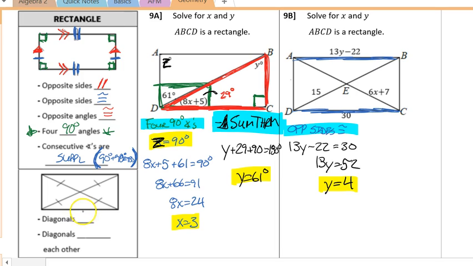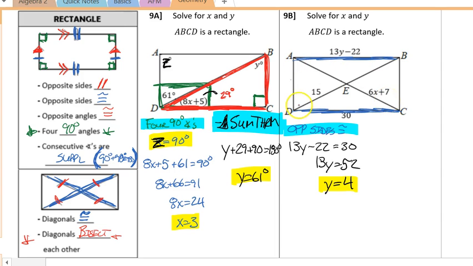The diagonals are all congruent in a rectangle, so each full diagonal is congruent to the other full diagonal. But what else happens is the diagonals actually bisect each other. The last property is that they bisect each other. So not only are the full diagonals congruent, each half of the diagonal is congruent to the other pieces, which is what we're going to utilize here.